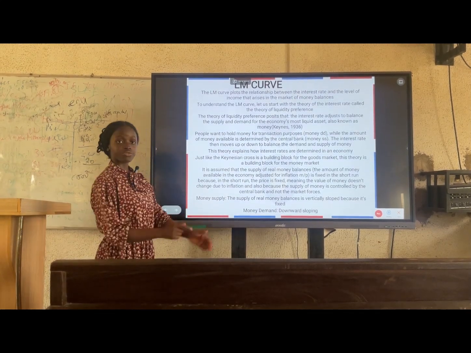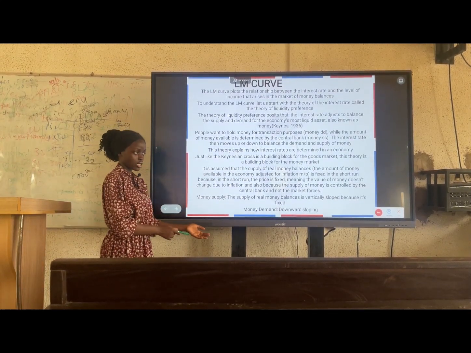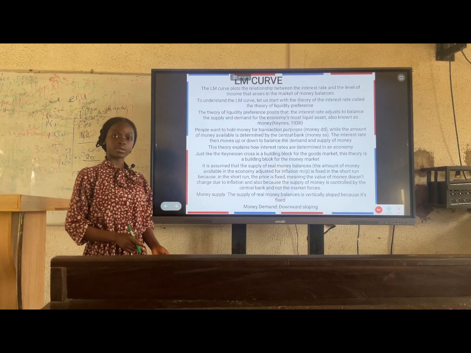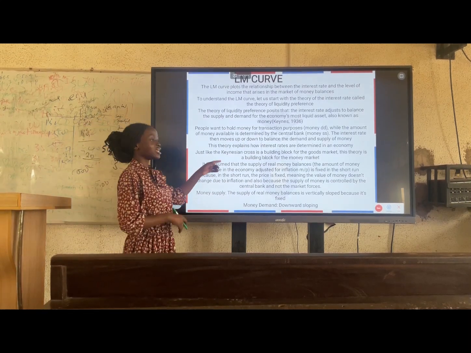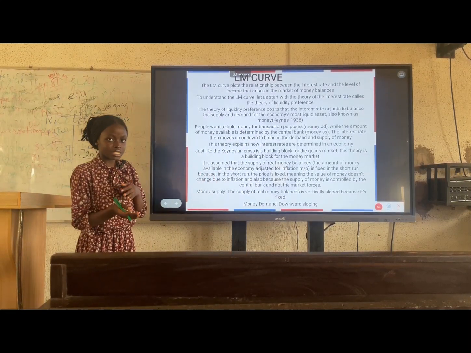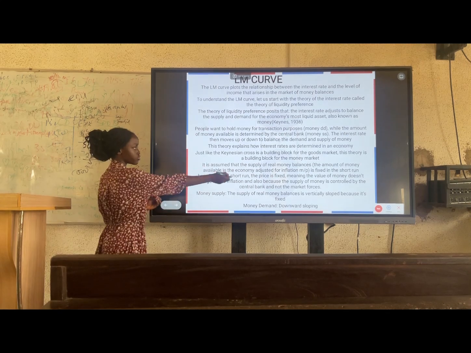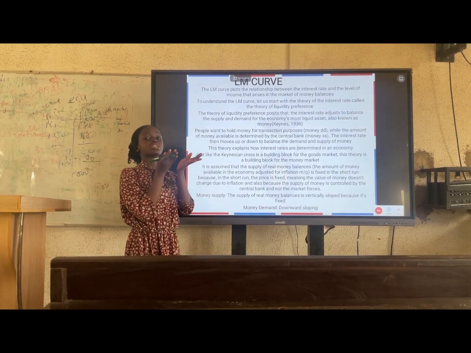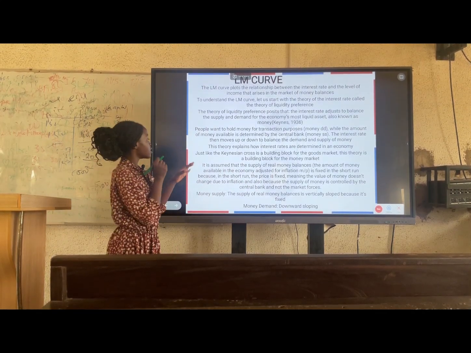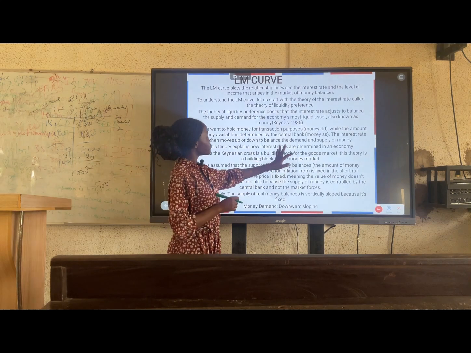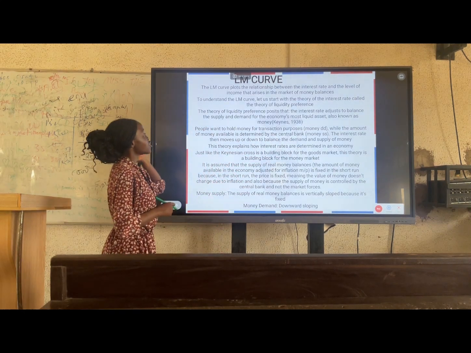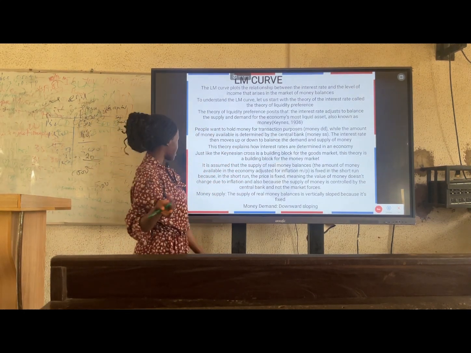Just as the Keynesian cross is a building block for the IS curve, for the goods market. We said the IS curve is derived from the Keynesian cross, which means the Keynesian cross is a building block for the goods market. Then this theory, liquidity preference, is a building block for the money market.